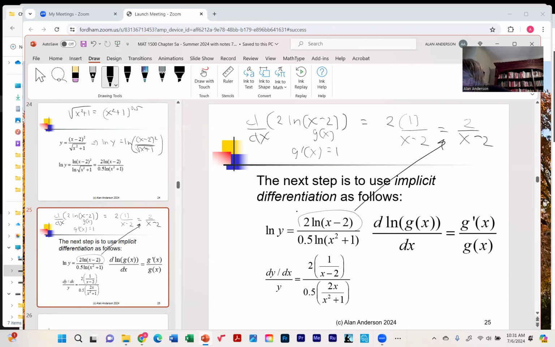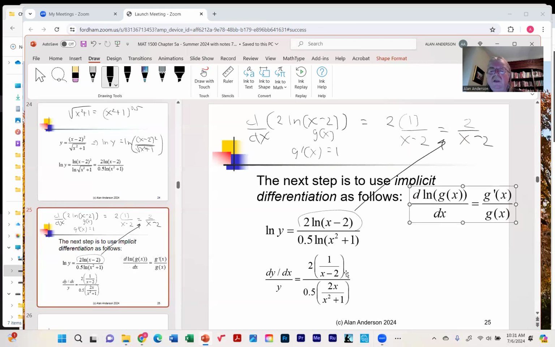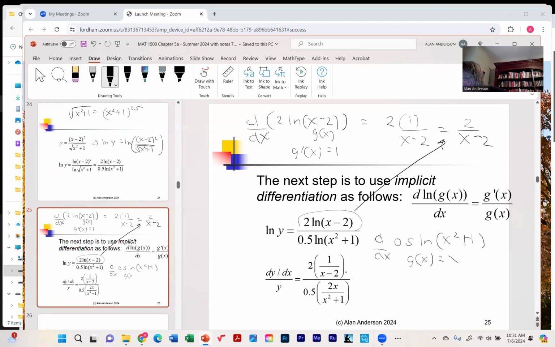What about the denominator? That's a little bit messier. Let's see if I can sneak it in here somewhere. As far as the denominator is concerned, our g of x would be x squared plus 1. And our g prime of x would be 2x. So therefore, we end up with a half of 2x over x squared plus 1. Okay, so they've both been plugged in here.